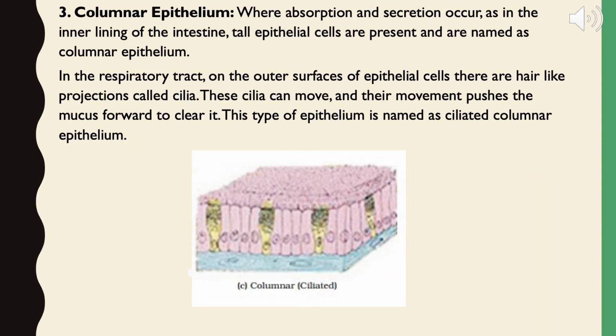Now comes the columnar epithelial tissue. The cells are cylindrical in shape. They are present in the inner lining of the stomach and intestine, and the main function is absorption and secretion.